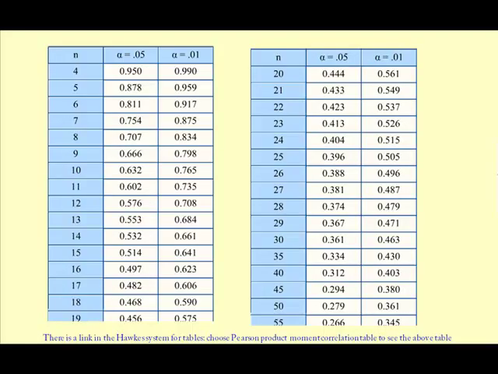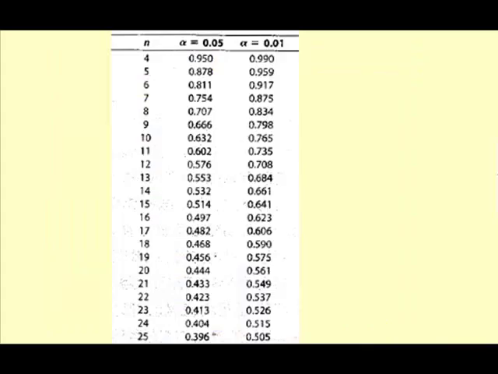Here's one version of the R chart that you might see in your homework, and here is a not so great copy of one you might see in a book. Their proper name is the Pearson Product Moment Correlation Coefficient chart. I'm going to cut that down and just call this the R chart. So let's work with this chart a little bit.